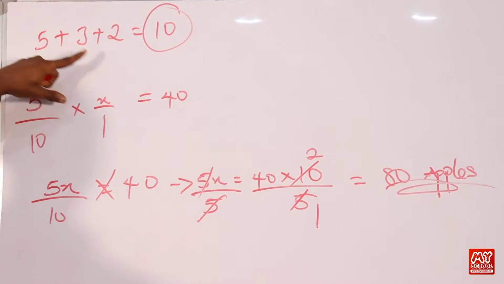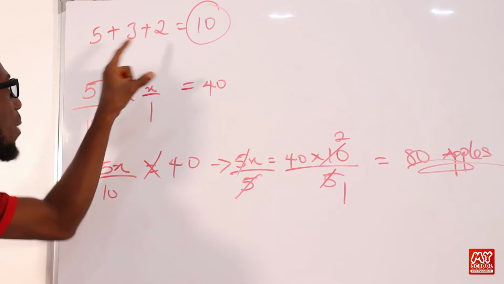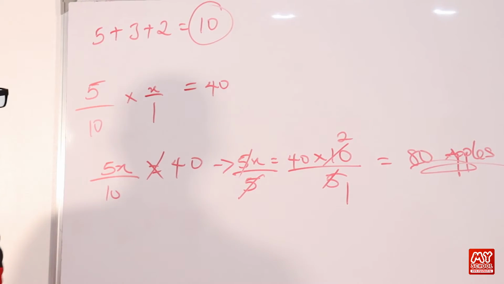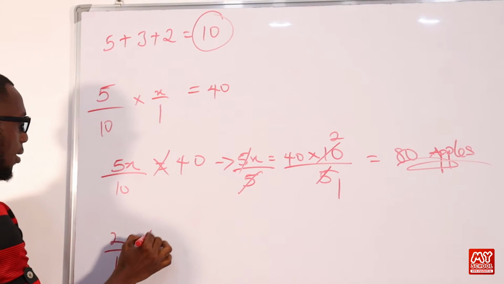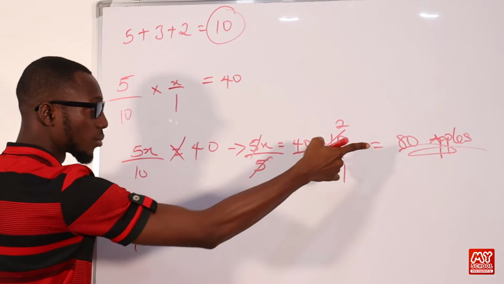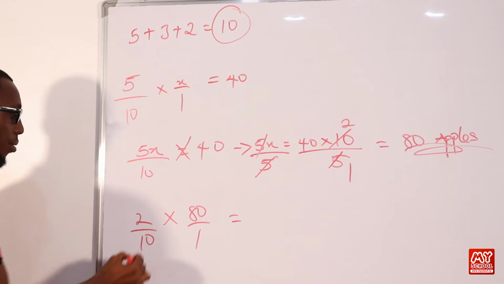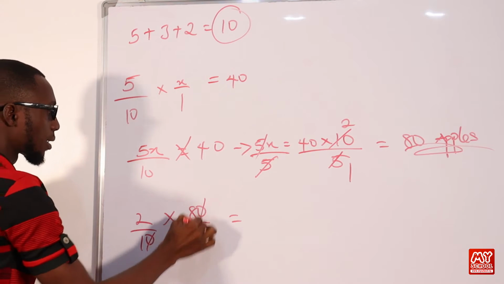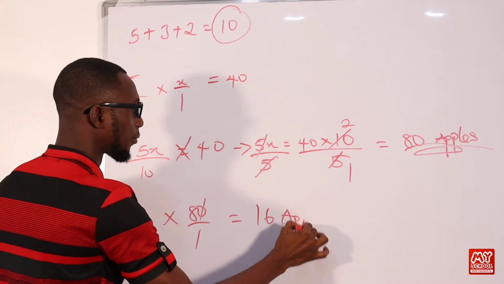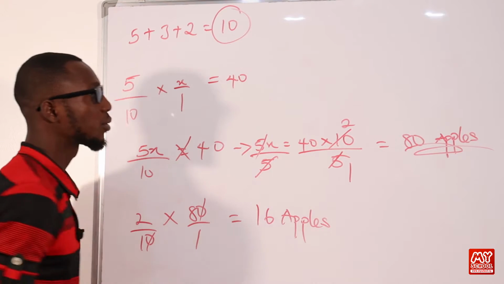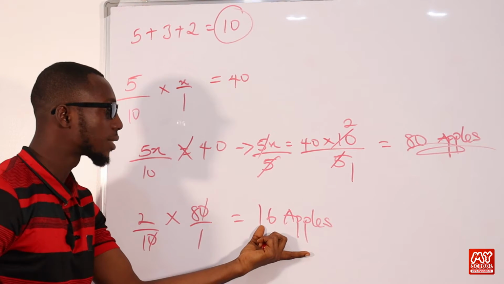So we are now told that the least person gets a certain amount of apples. How many apples did she get? Okay, so that will be 2 over 10, right? Times the total number of apples now, 80 over 1. Okay, so we have 0 strikes out 0. 2 times 8, 16 apples. So out of 80 apples, the least share got 16.